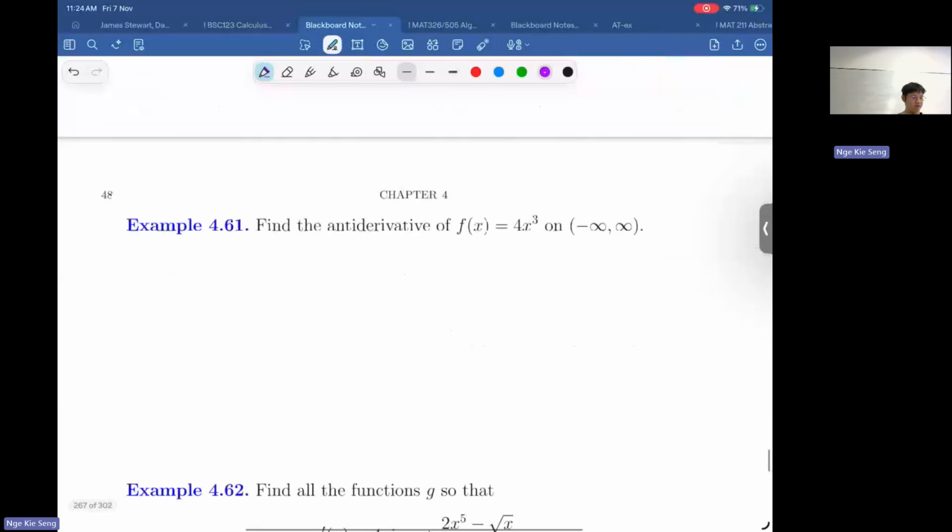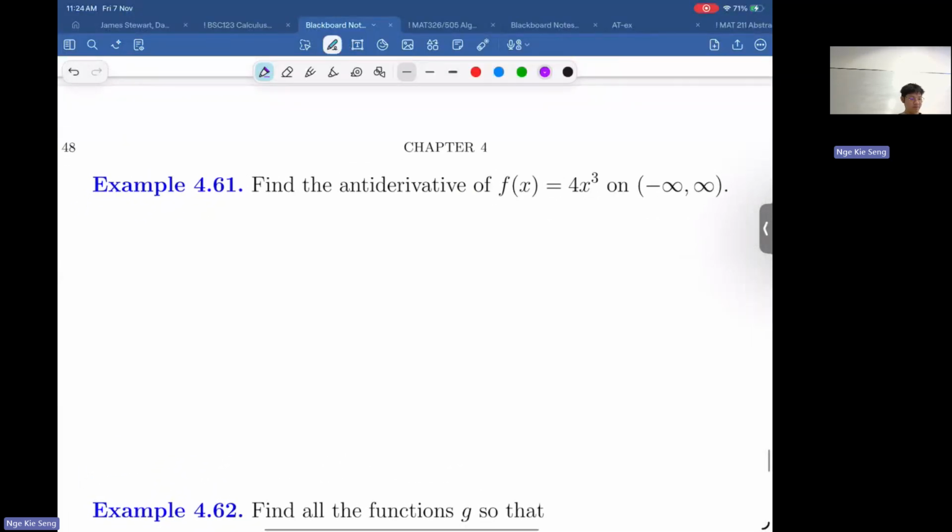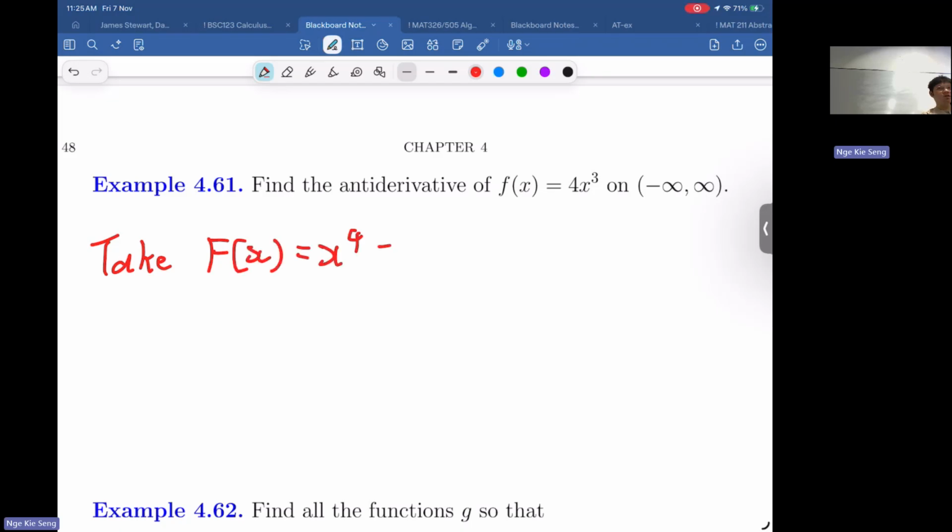Okay, how about the next one? Let you try. Maybe I'll let you think about 30 seconds. What's the antiderivative? x to the power 4, plus c. Okay, so let's try. Felicia said to try x to the power 4 plus c. So how do we verify this? You just differentiate.